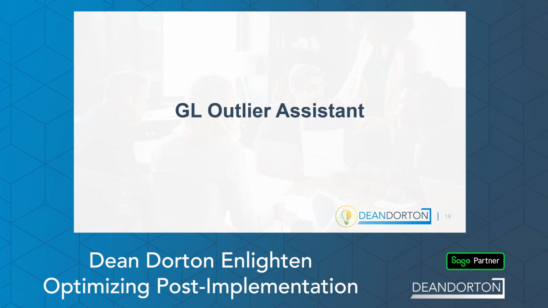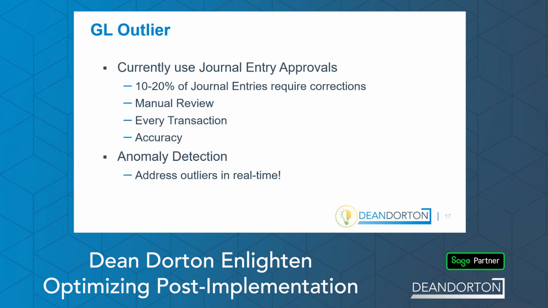All right, next we've got the GL Outlier Assistant. Linda kind of pinged a little bit on this one earlier, but we'll go ahead and just jump right into this. So many of our clients currently use journal entry approvals for one or more of your journals. Sage Intacct has gathered many data points on this and has stated that about 10 to 20% of all journal entries being entered inside of the systems overall are made and then require some kind of a correction.